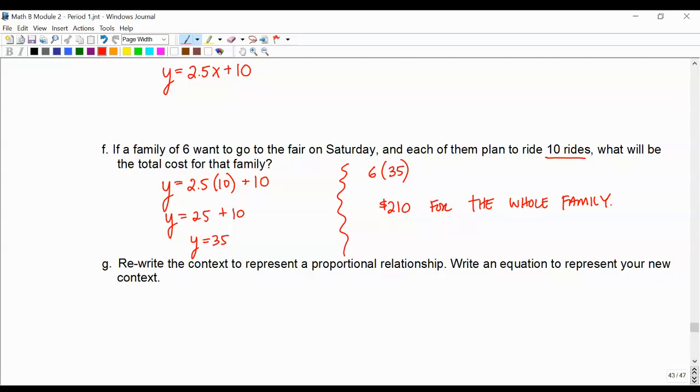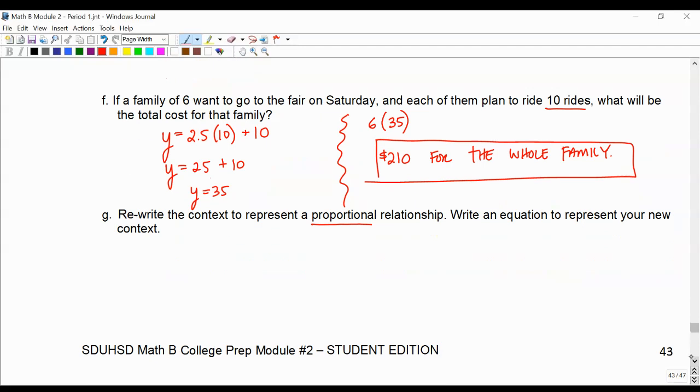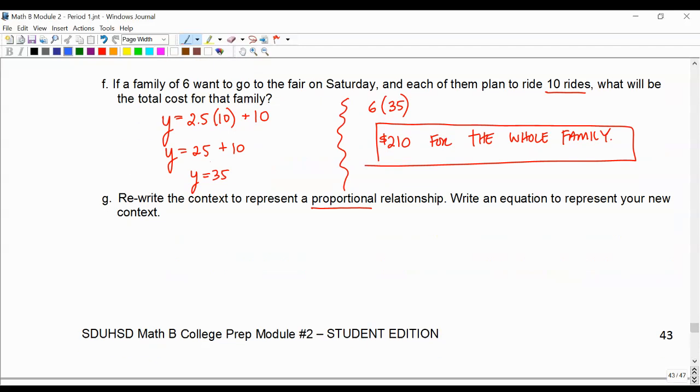G says we want this now to be proportional. We're going to write an equation, and we're going to rewrite our context. So our new equation would be, well, we need to get rid of the entry fee. So it's going to look like this. And you can write your context here, something about how it's still $2.50 a ride, but there is no entry fee. Entry is free, so to speak. And that will create a proportional relationship.